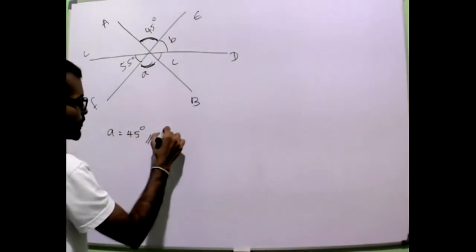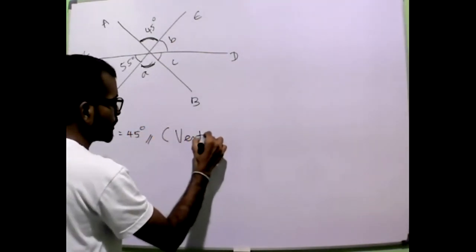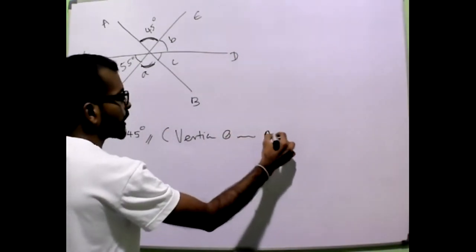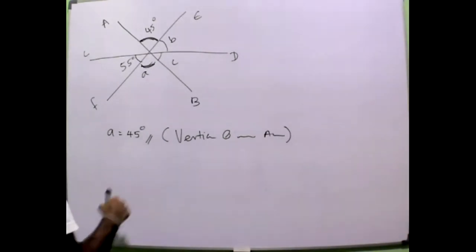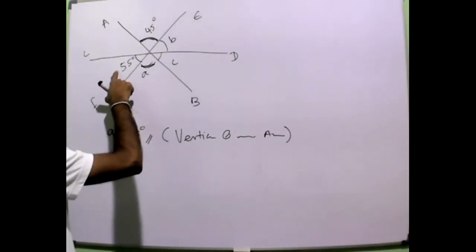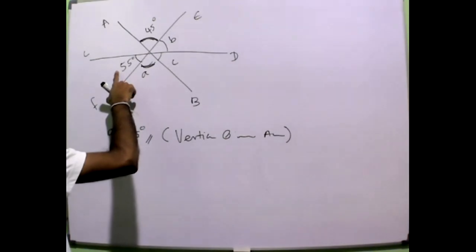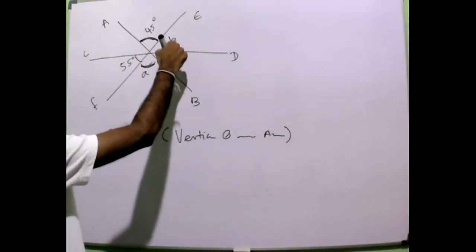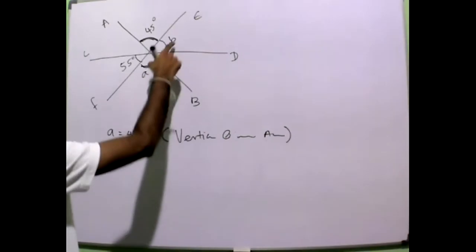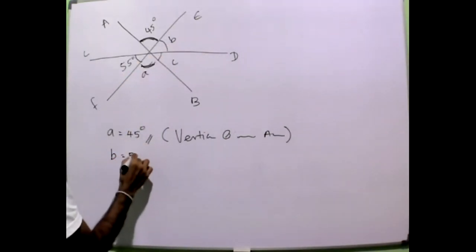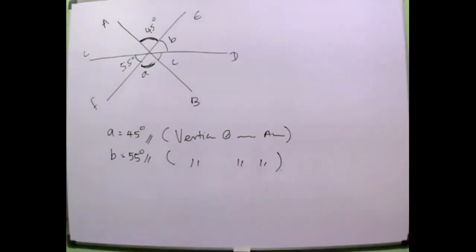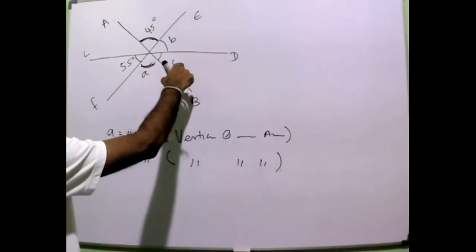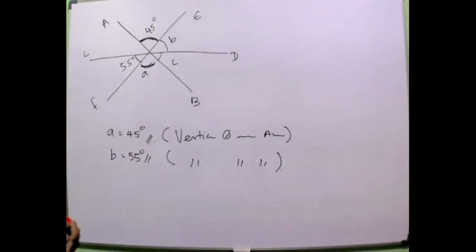So this is the answer for A. Vertically opposite angles is the reason. Again, I will find a vertically opposite angle for this. This is the second one, 55. Check whether we have any vertically opposite angles. Yes, this one. So B equals 55. Same reason. You have to write down the reason. So now I have to find the value for C.